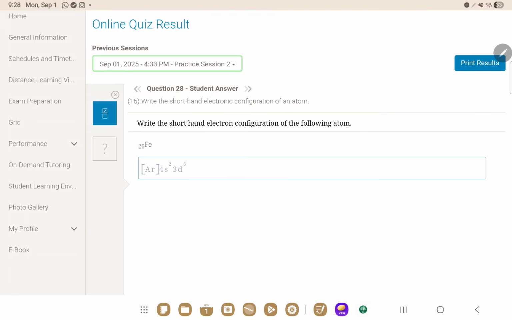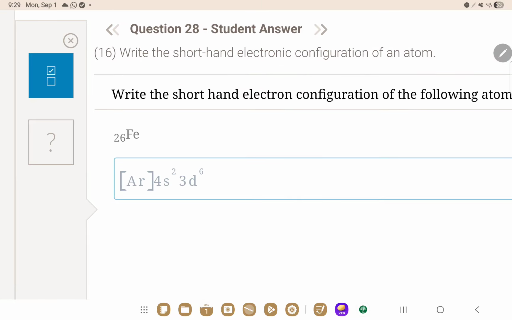Moving on. Now this is another type of question I doubt is with us, but I'm going to explain. When they tell you shorthand electronic configuration, you have to look at your periodic table. Look at the element. So this has 26 electrons. What element in the noble gases, which is group 8, has the number of electrons directly less than this one? So it could either be argon with 18 or krypton with 36, but you never go to the one that's more than it. So which one has less? Argon.